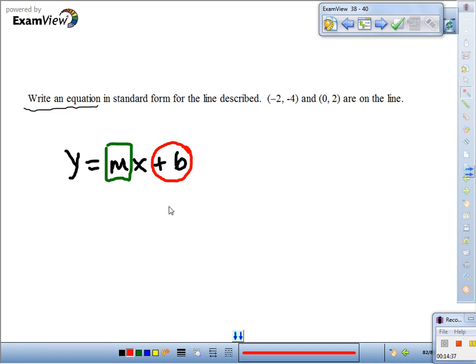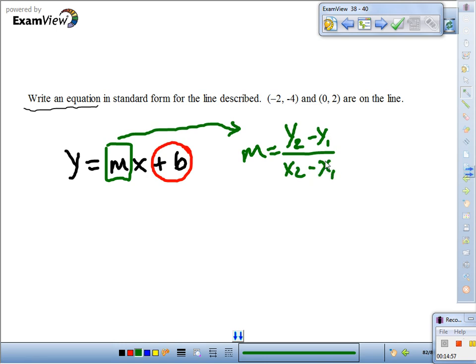No. But do they give us 2 points? Yeah, so that means from here, over here to the side, I can find the slope. M equals y sub 2 minus y sub 1 over x sub 2 minus x sub 1. That is blank, minus, and minus. I label my points. X sub 1, Y sub 1. X sub 2, Y sub 2.